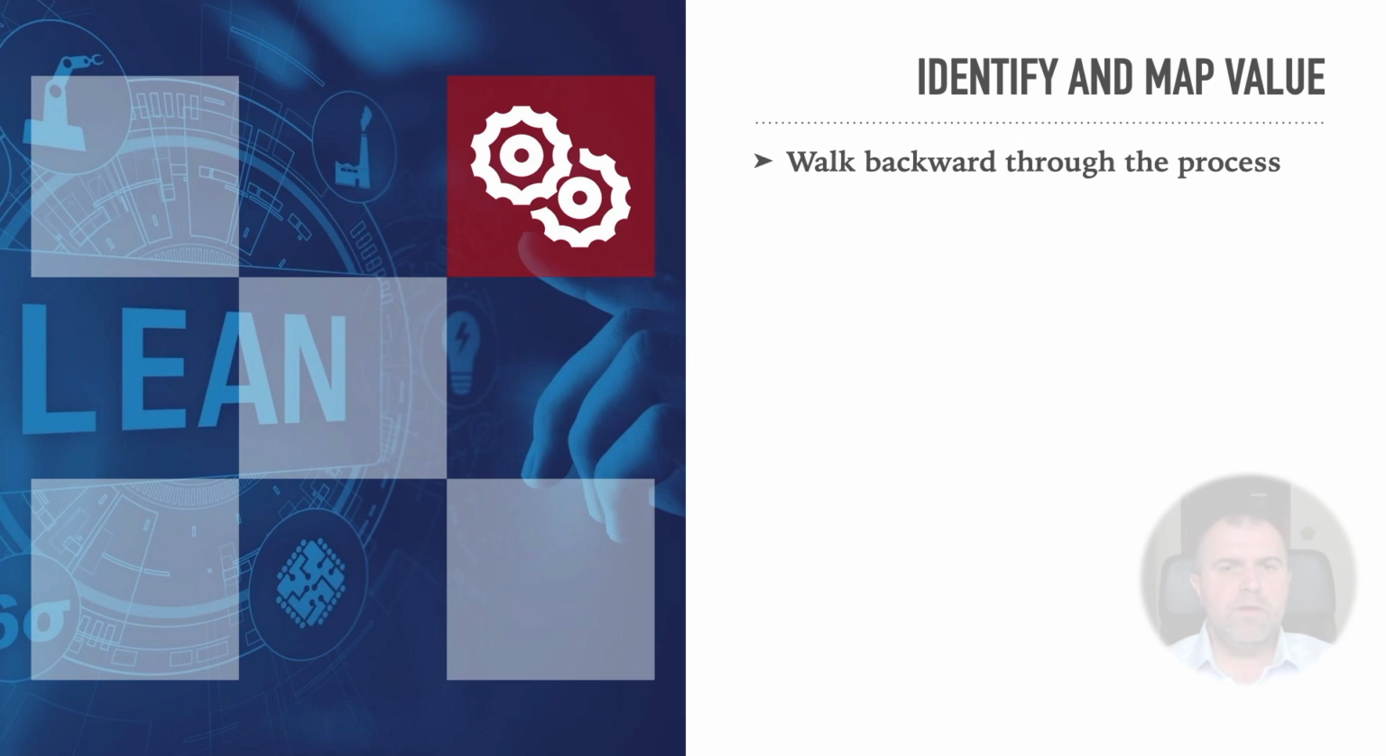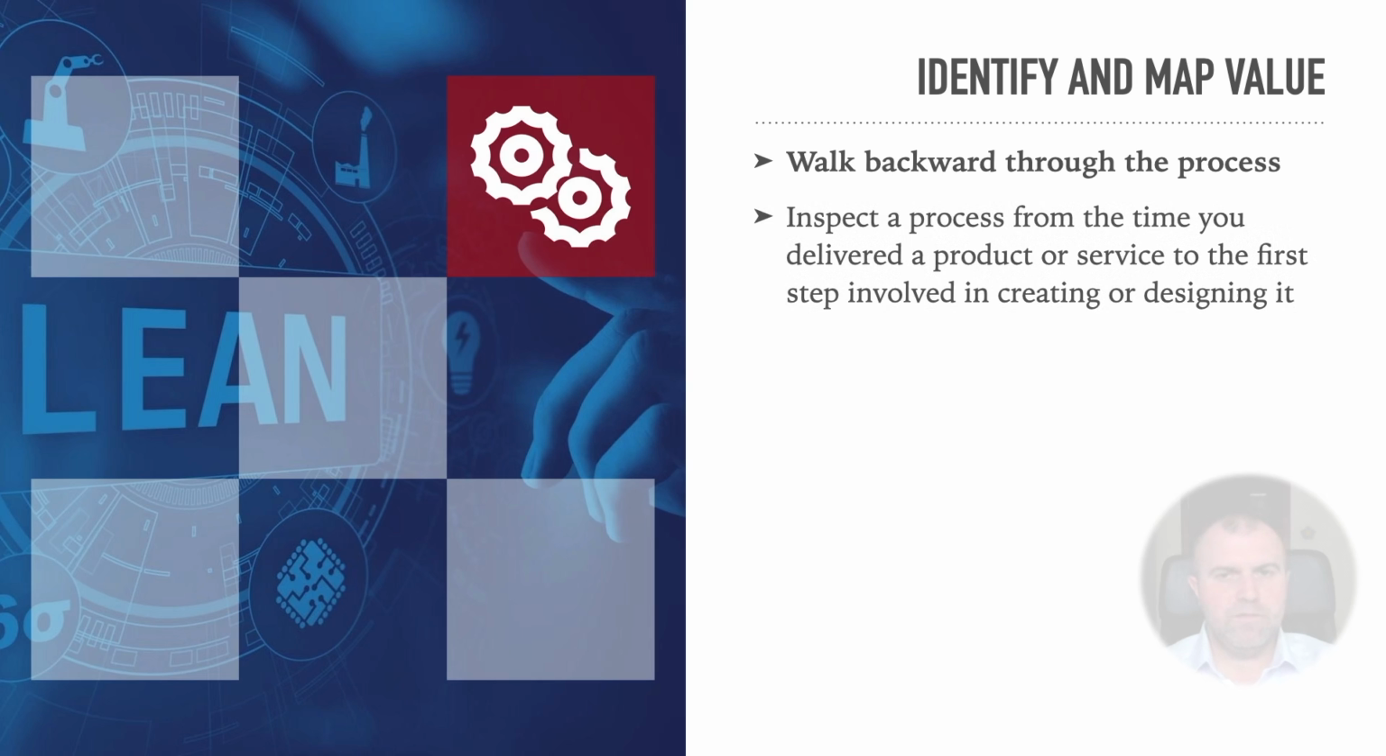Walk backward through the process. You inspect the process from the time you deliver a product or service to the first step involved in creating or designing it. While doing this, consider how orders are processed, what triggers each subsequent stage in the process, and when products are checked for errors.